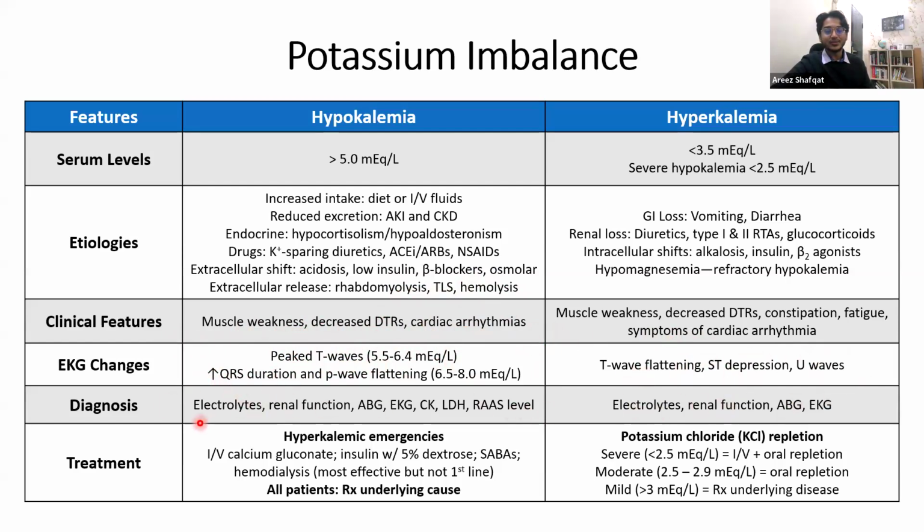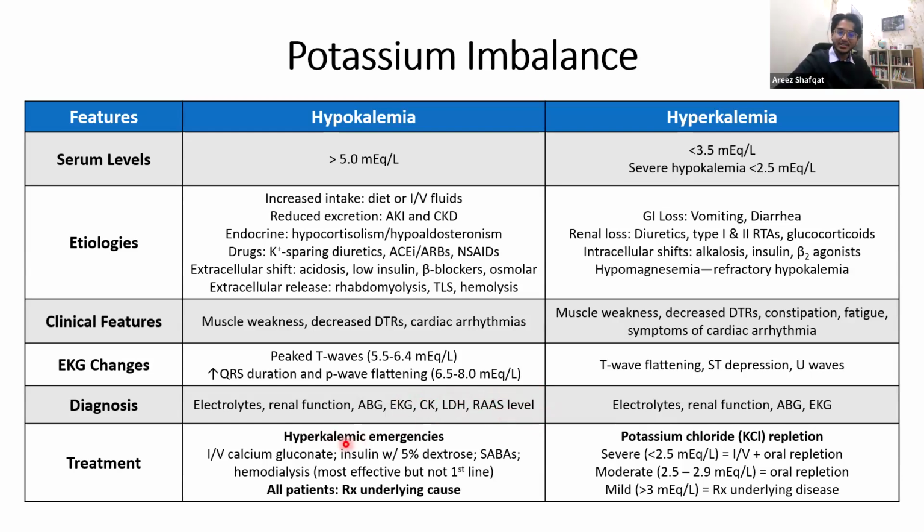Diagnosis, all these investigations. You need to do an electrolyte panel. You need to do renal function because AKI is associated with hyperkalemia. You need to do an arterial blood gas to rule out acidosis. You need to do an EKG to see if the hyperkalemia is increasing the patient's risk for arrhythmias. You do CK to check for rhabdomyolysis. LDH is a marker of hemolysis, and renin-angiotensin-aldosterone level is checked because mineralocorticoid deficiency is associated with hyperkalemia.